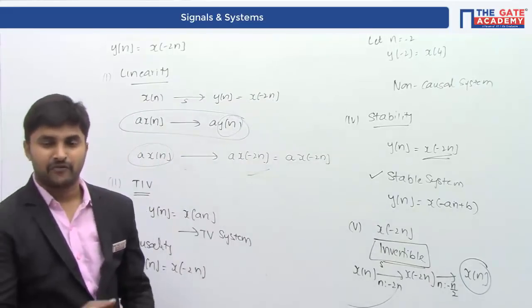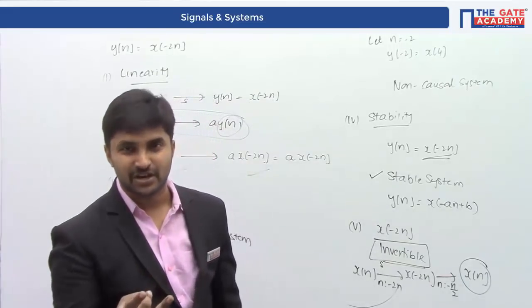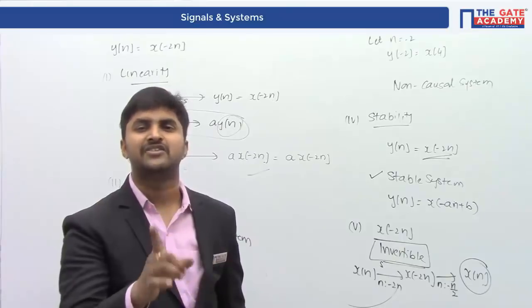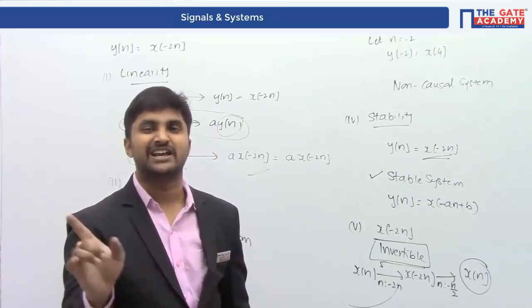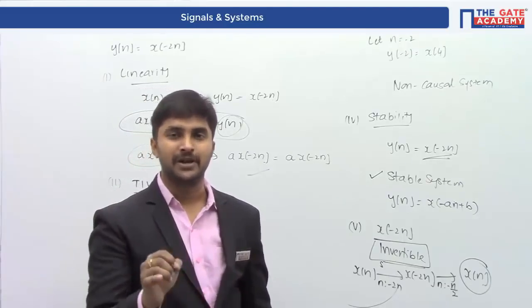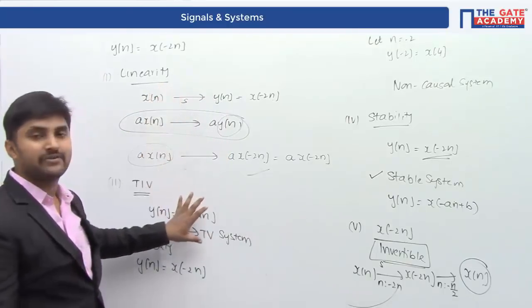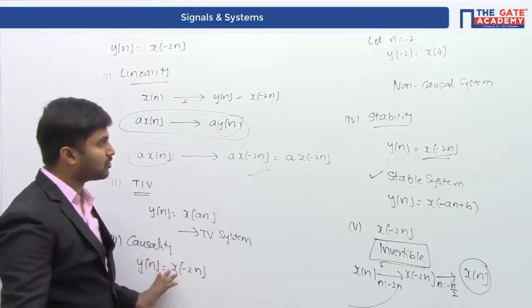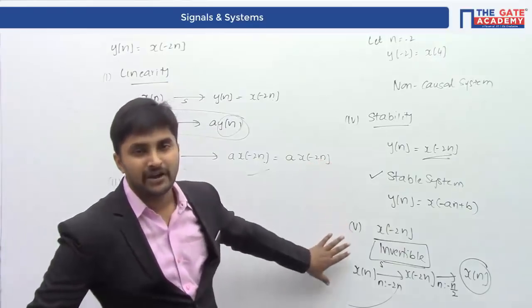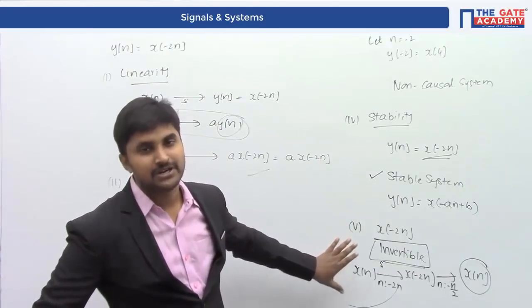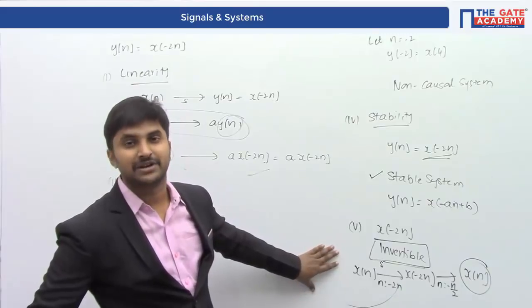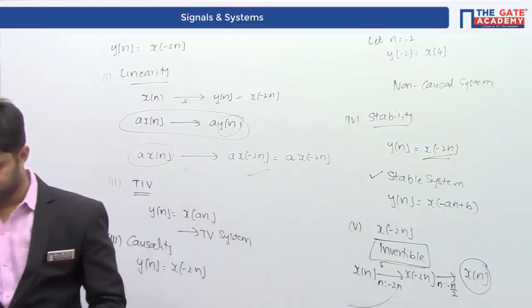In fact, shifting, scaling and reversal are also going to be invertible operations. So first it is linear, second it is time variant, third it is non-causal, fourth it is stable, and fifth it is an invertible system. With this we complete the second question.